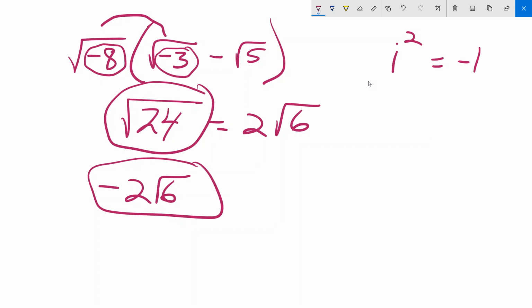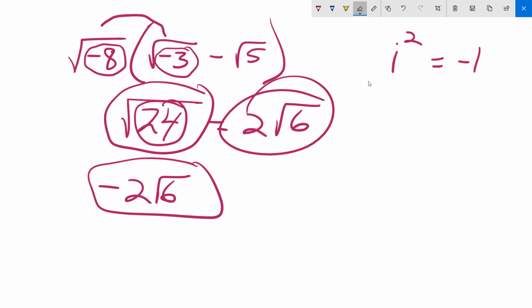If I turn these into i's first and then multiply them, I have an i squared, which turns the whole thing negative. Whereas if I multiply them first, I have a +24, and that's just equal to a +2 root 6. So it does make a difference. All right, go ahead on the next one, Corey.